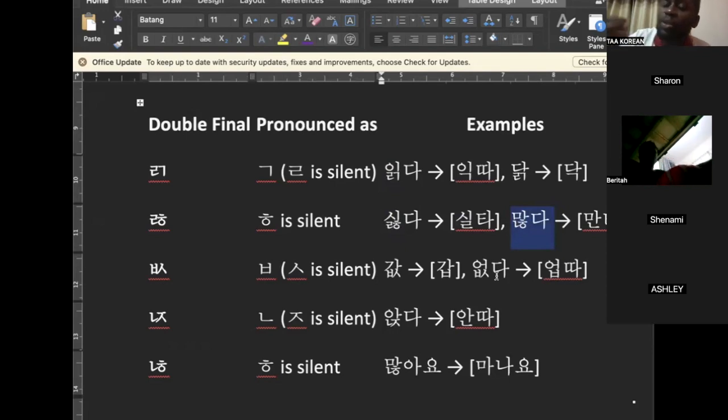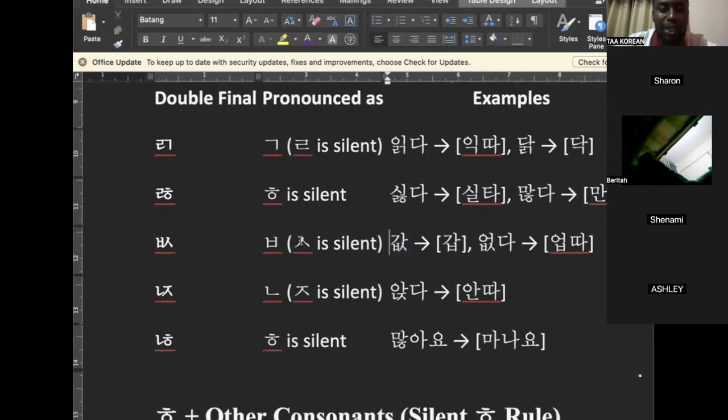The H always loses in Korean because it's the very last consonant in Korean. G is the first one, H is the last one. So wherever H is trying to compete for space in a double consonant, H always loses. Always. Because it's the very last letter in the Korean consonant list. G is the very first one. So G always wins. So shilta, manta. Here, of course, the S becomes silent.